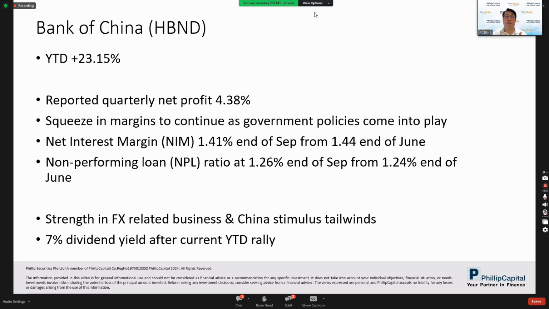Of course, the local 3 banks have very good consistent performance as well. But if you're looking at also enjoying some growth story from China and you want a more dividend play, relatively supported by government-wise, Bank of China is one of the counters that definitely might fit that criteria itself.